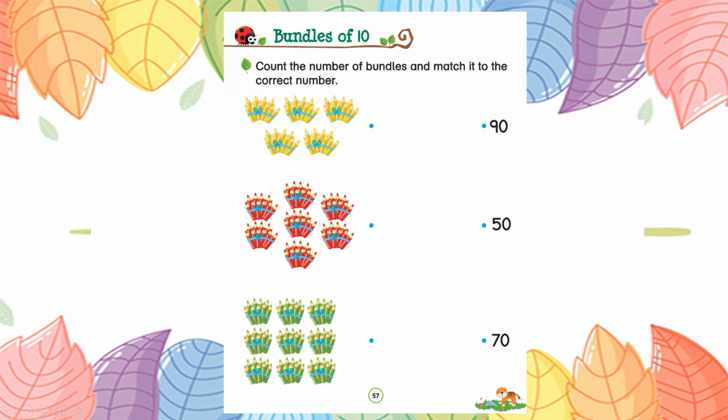Now, this page is your homework. You have to do this page all by yourself because this is simple for you. I know you can do it. So put a HW here in small letters. Okay, I have written it very big. You write it very nicely, HW, and complete this exercise where you have to count the number of bundles and match it to the correct number. Here are some bundles and here are the numbers. You have to match. Okay, so children, you can do this exercise by yourself, counting by 10.